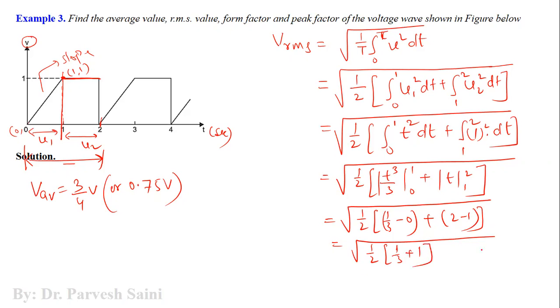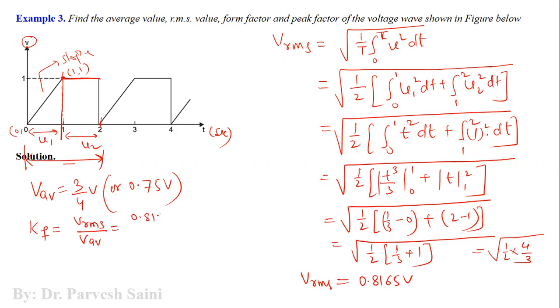So this would be equal to 1 by 2 into 4 by 3. So the answer is, RMS value is 0.8165 volt. Now, if you have to find out the peak factor and form factor of this one, so form factor can be obtained by dividing RMS value of the voltage with the average value. So this would be 0.8165 divided by 0.75. So this would be some answer.